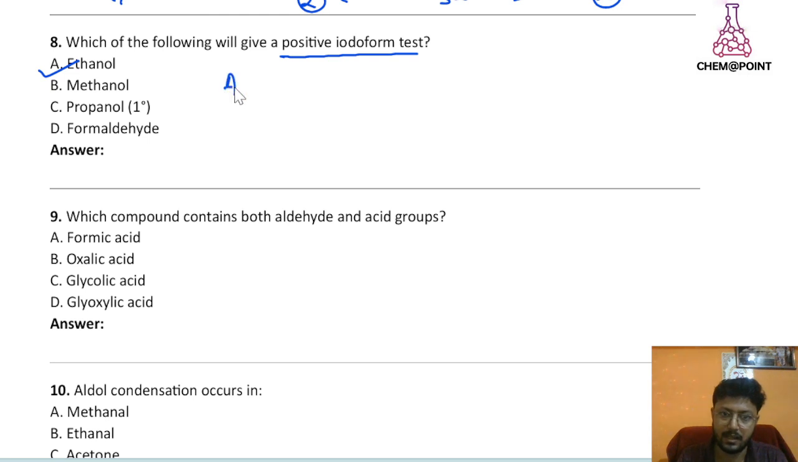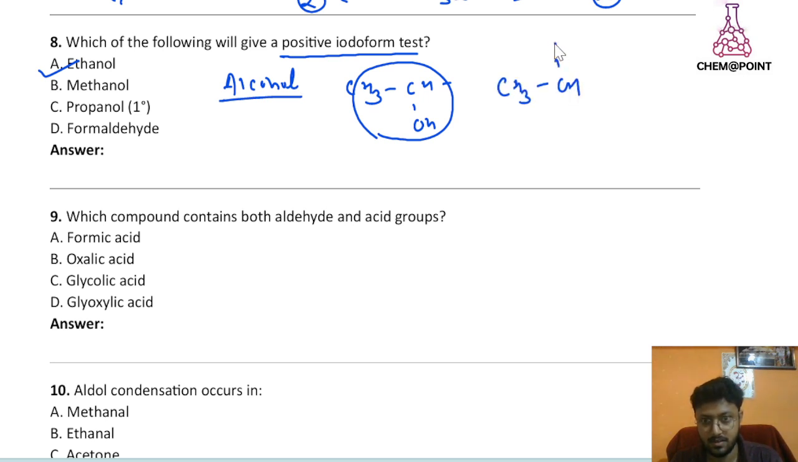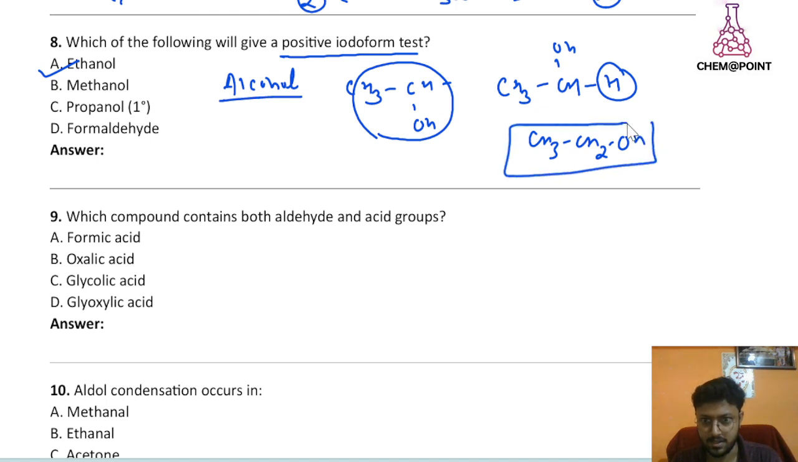Students, keep in mind, in alcohol, CH3CHOH is the format to identify which alcohols show the positive iodoform test. Ethanol has CH3CHOH, it has a hydrogen. That means CH3CH2OH. That is the IUPAC naming of ethanol.